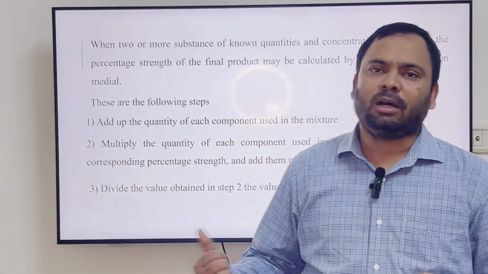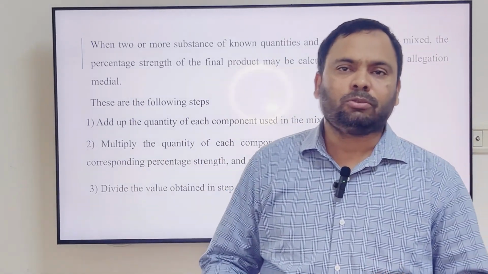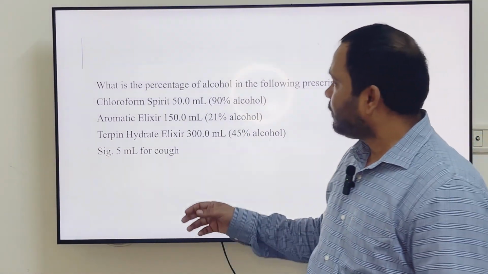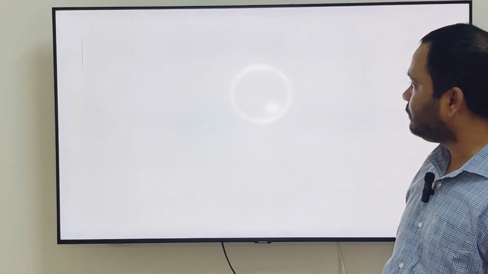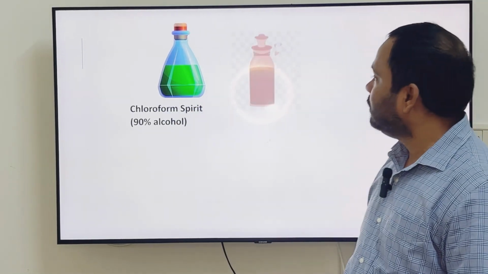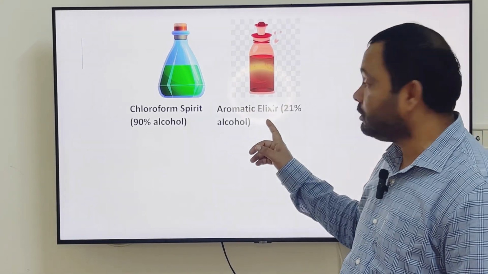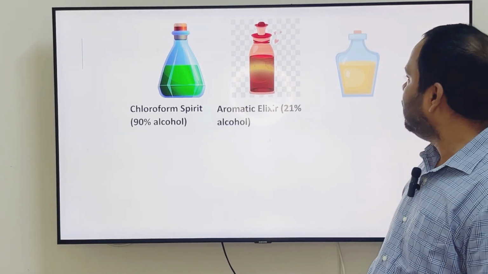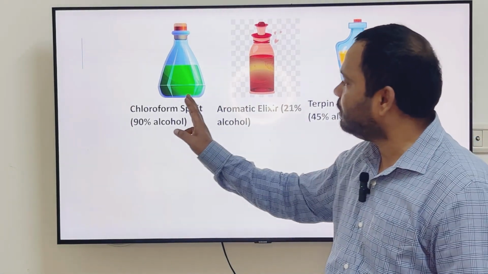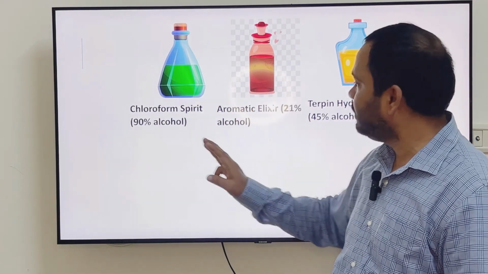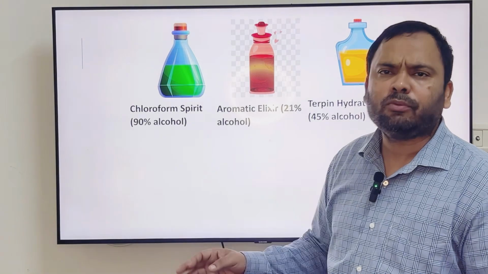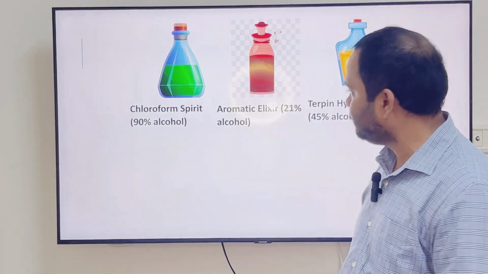So now I am going to take an example to explain more. The same question. This is chloroform spirit, 90% alcohol. This is aromatic elixir, 21% alcohol, and this is terpene hydrate elixir, 45% alcohol. So we have taken three components: chloroform spirit, aromatic elixir, and terpene hydrate. All have alcohol in different percentages, in different concentrations.